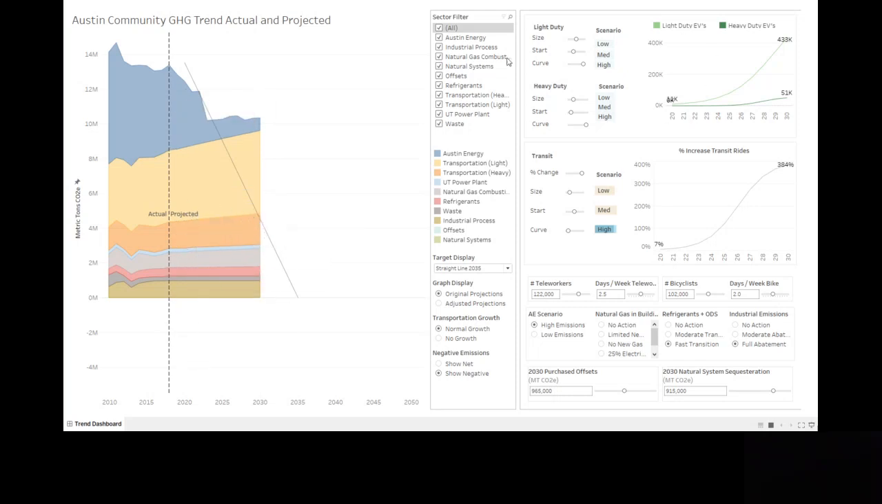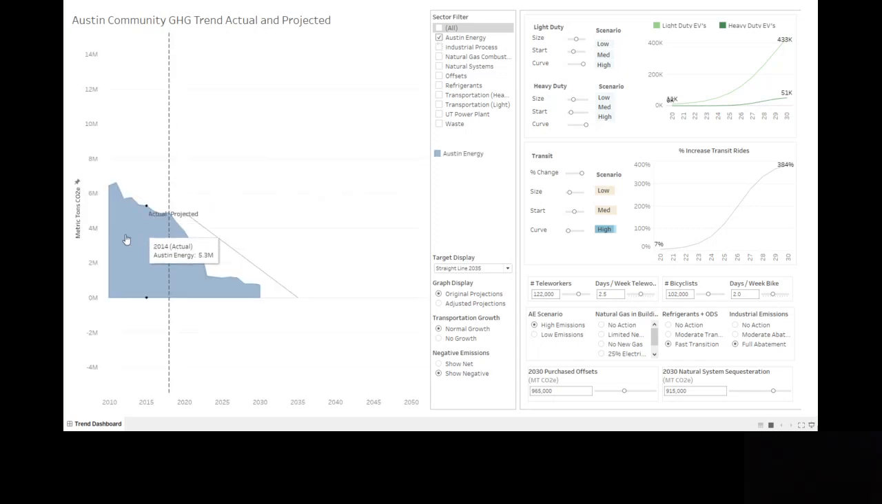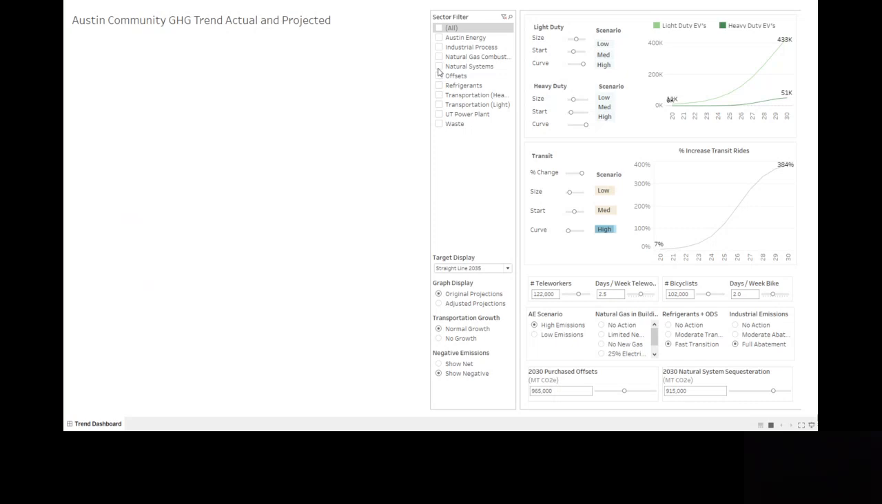So that's what we're going to focus on, is what all this means and what it will do to this graph. The first thing you can do is filter the graph by sector. So if we want to look at just an individual sector, we can deselect all and highlight, for instance, Austin Energy, and only that sector will be displayed. And an important note is the target will also proportionally scale to the sector. So if you select a small sector, it'll have a proportionally small target.